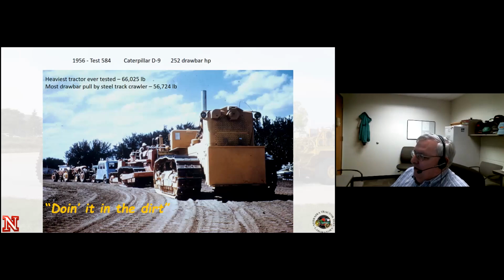1956, last time we did Steeltrack earth moving equipment. So this is still the heaviest tractor we've ever tested at 66,025 pounds, although we did have a 4-wheel drive get close to this number in recent years at 66,000 pounds even. It's also the most drawbar pull by a Steeltrack crawler, and since we don't do Steeltrack crawlers anymore, that record's going to stand for a while.